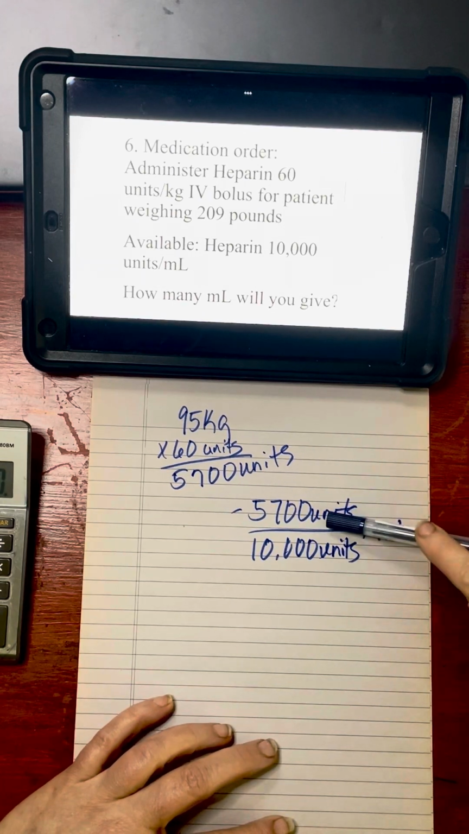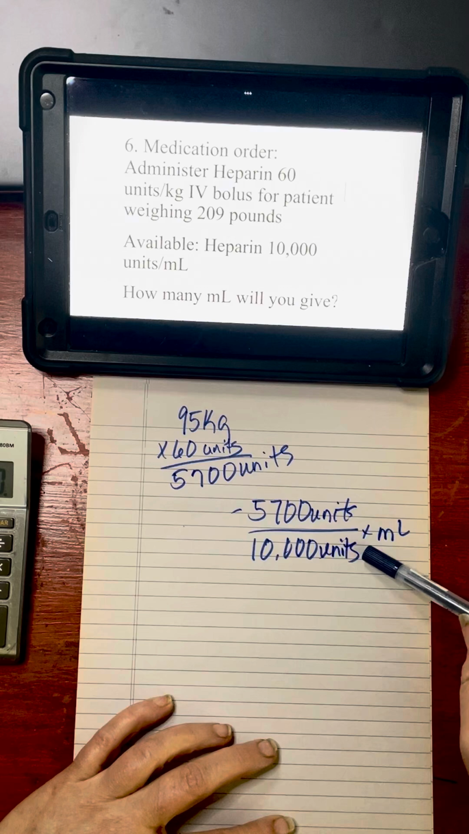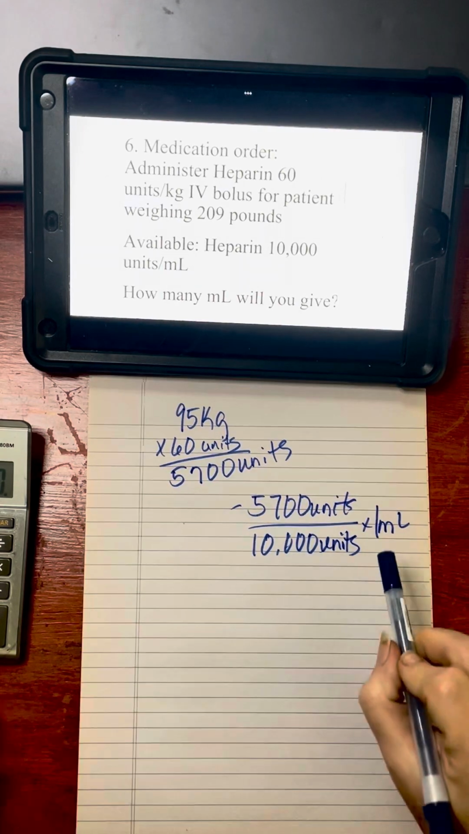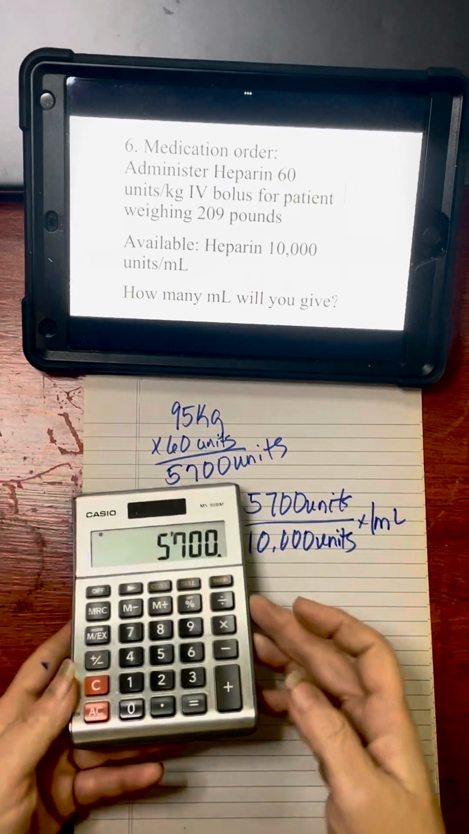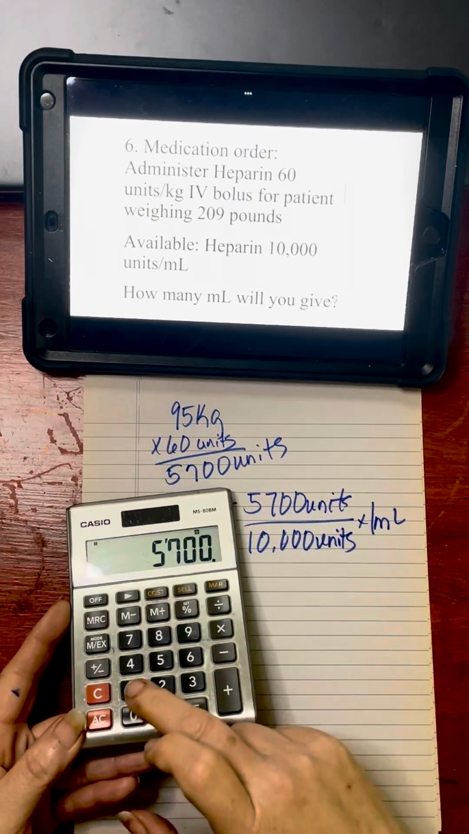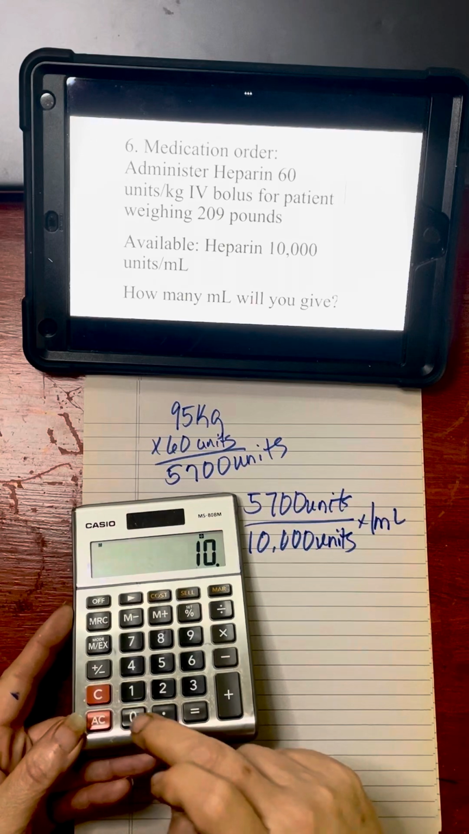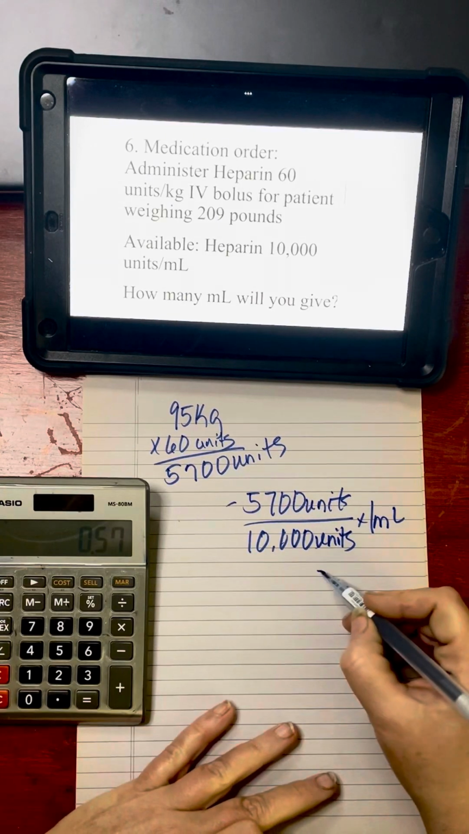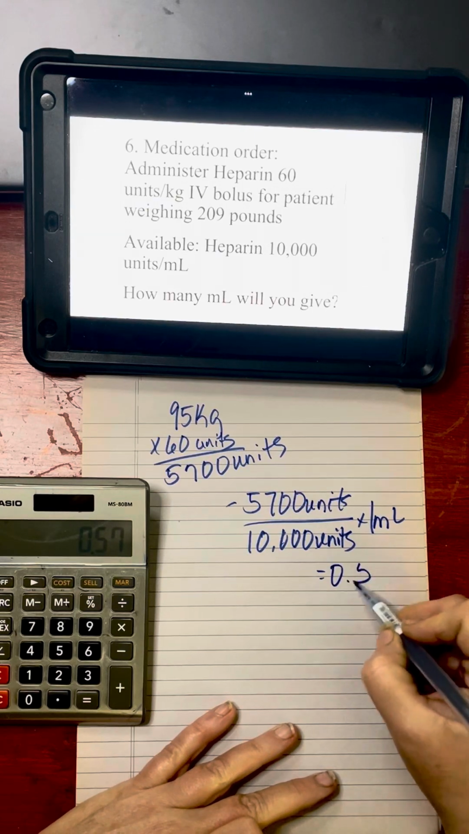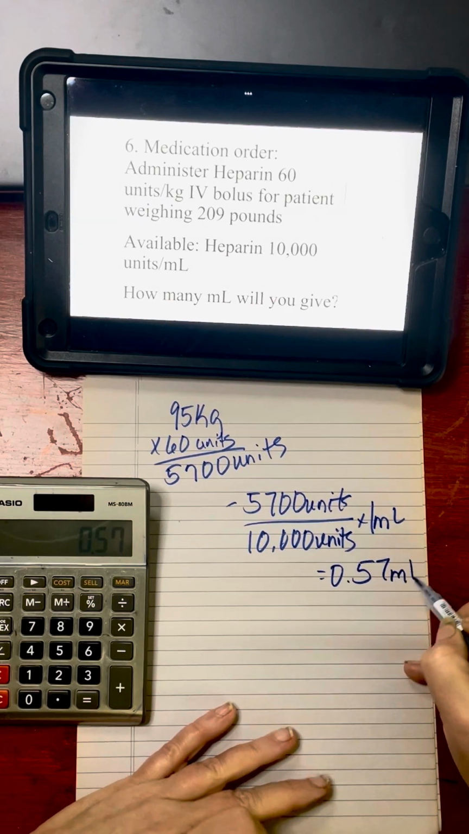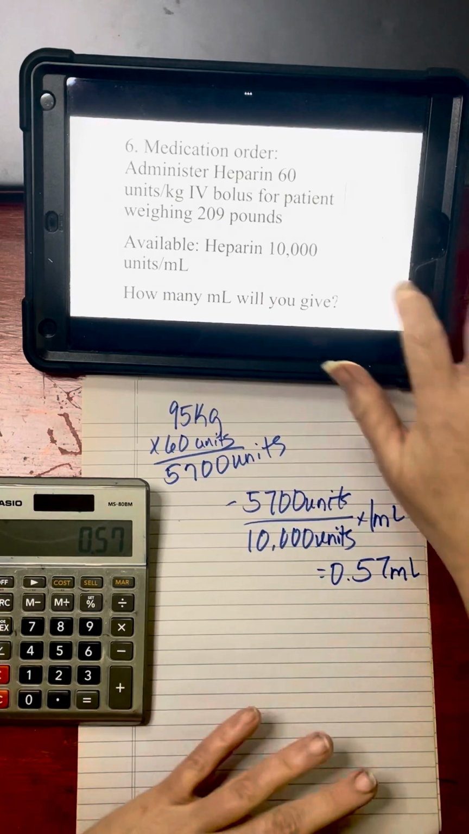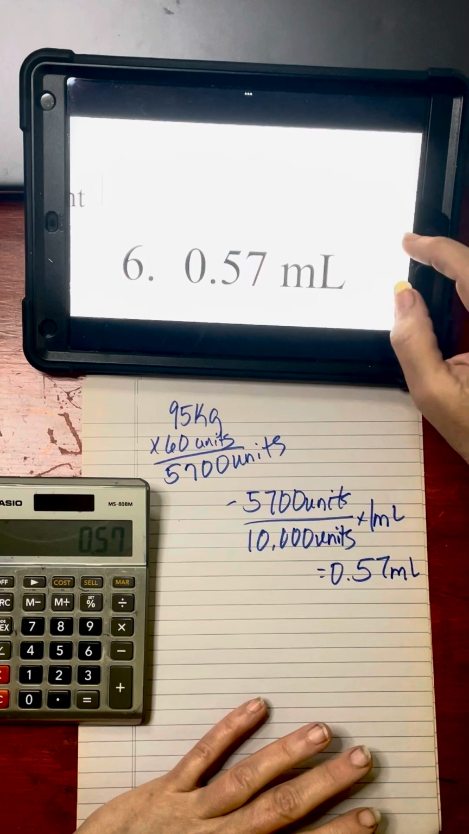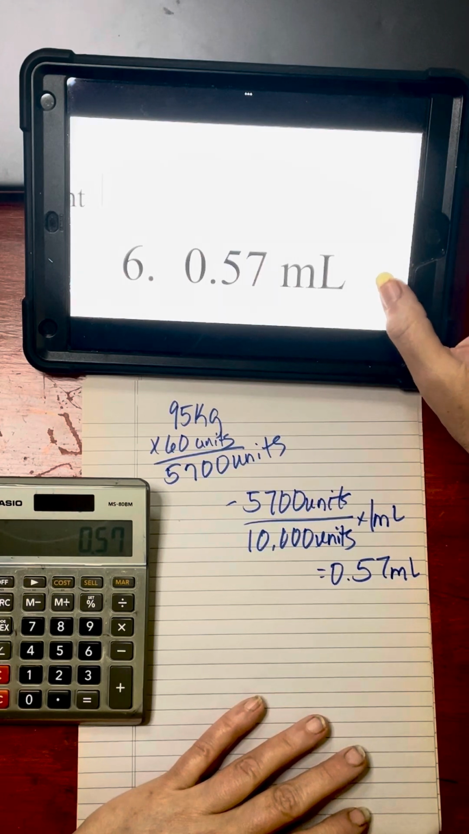This fraction says this divided by that, and then times whatever's right here, and it's 1 milliliter. So Ethel knows. So 5,700 divided by, count your zeros, 10,000, equals. And you're going to give 0.57 milliliters, and that is the correct answer. We saved another one.